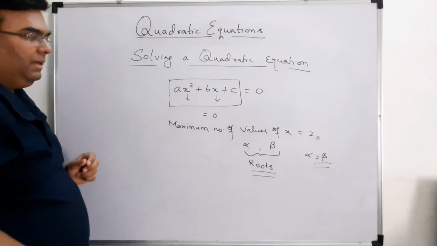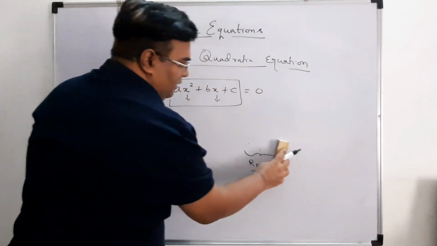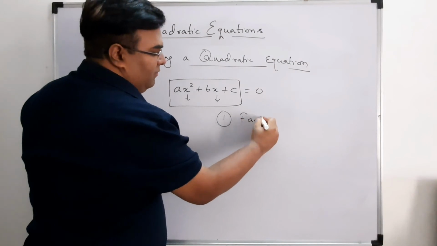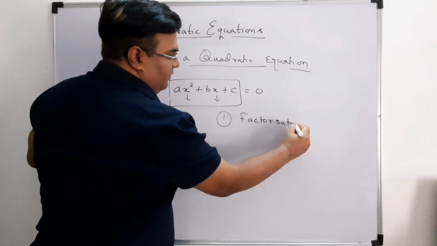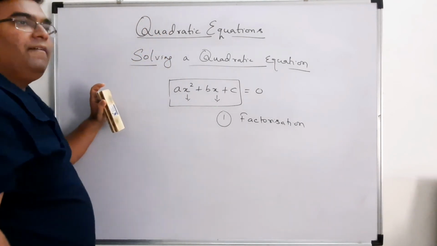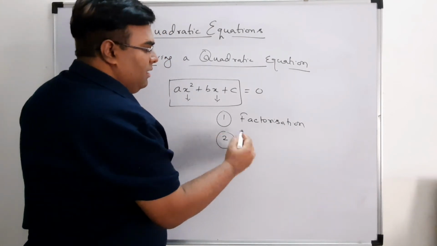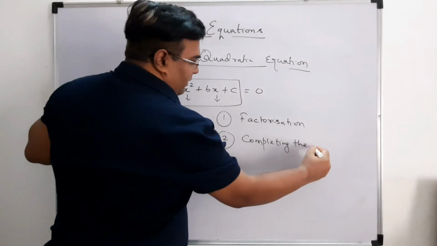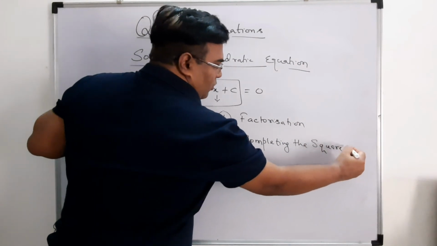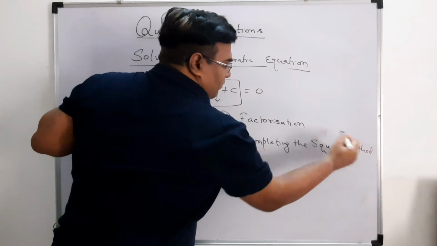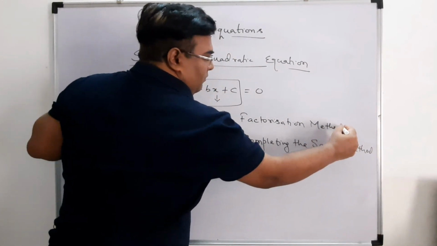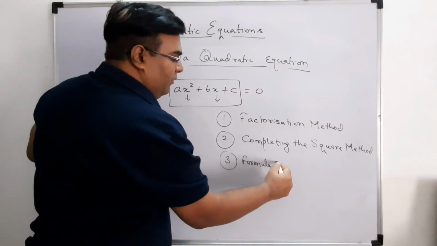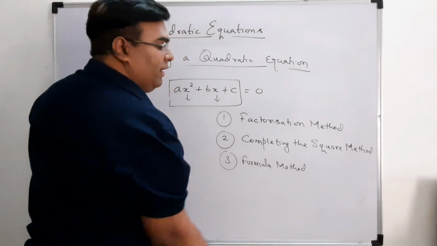What are the 3 methods? We will learn all the methods in detail. The first method is the factorizing method, solving a quadratic equation by factorization. The second method is the completing the square method. And the third one is the formula method. We will derive a formula also to find the values of x.